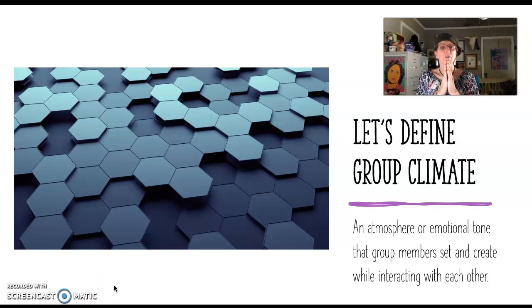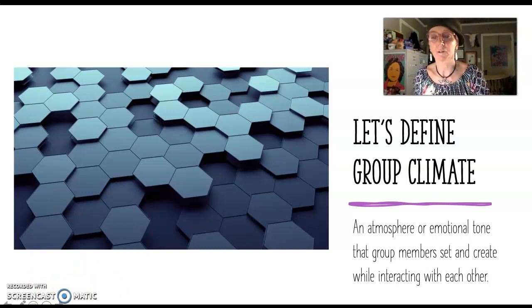Group climate means an atmosphere, emotional tone that group members set and create while interacting with each other. So it is requiring you, it's through your interaction. Remember, communication is interaction. Through your interaction, the way you interact creates a tone or an emotional climate. And we're going to talk about the different ways that we communicate and how that can set the tone of the atmosphere of the group, or the group climate, in certain directions based upon the way we talk and the way we communicate and the language that we use. Okay?